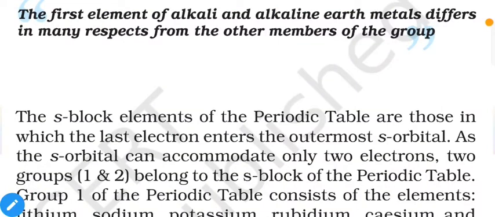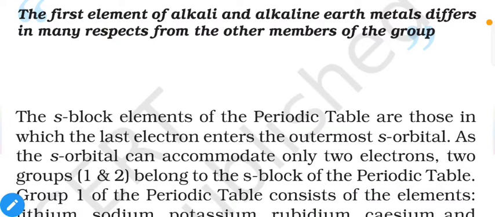The unit starts with the statement: the first element of the alkali and alkaline earth metals differs in many respects from the other members of the group. This is true for p block elements as well. All the groups' first elements have certain limitations. They are comparatively more electronegative than the remaining elements. The reason for that is smaller size. Smaller size means less distance of the outermost electron from the nucleus, so stronger attraction. Smaller size leads to higher electronegativity.